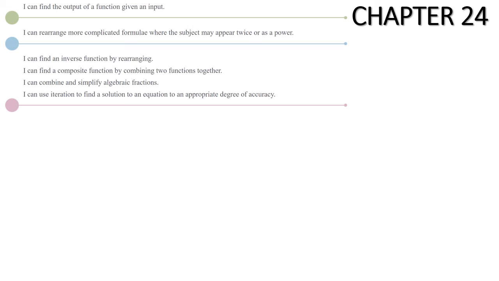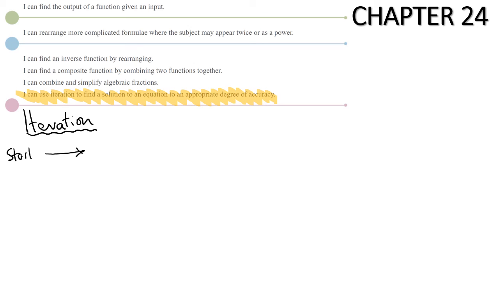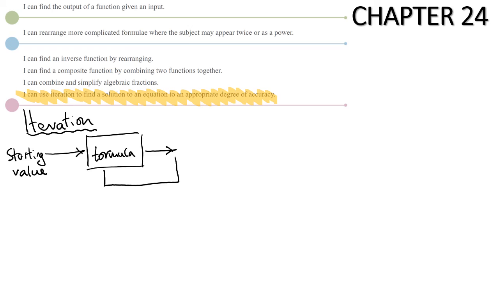Now the last topic we're looking at here is iteration, to find a solution to an equation to a suitable degree of accuracy. Now iteration is basically having some sort of starting value to solve an equation, putting it into some sort of formula, getting a number that comes out, and then just put it back into the formula again. So you just go round and round in a loop.